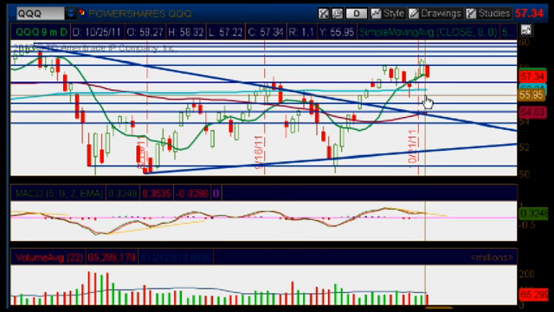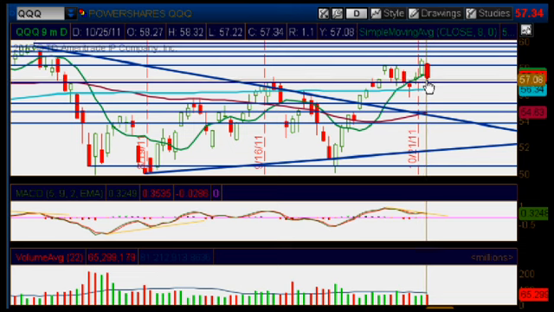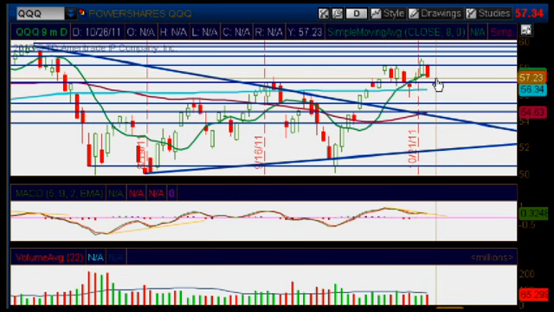But the other thing that I really see here happening is that we are forming our first lower high and our first lower low. That is today. That's what we formed today. We went higher and we closed the day lower than yesterday. So that is another indication of some bears coming into play.